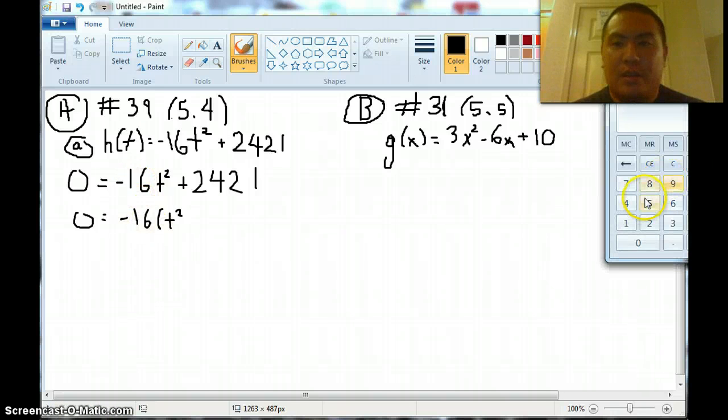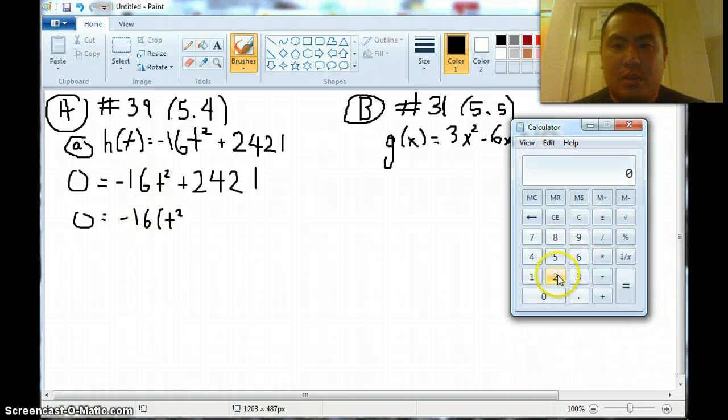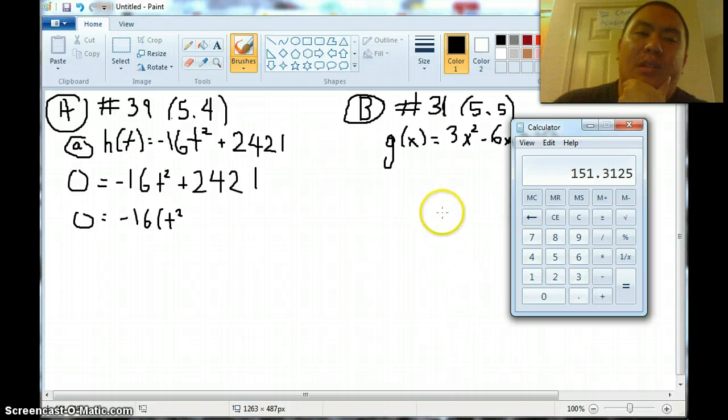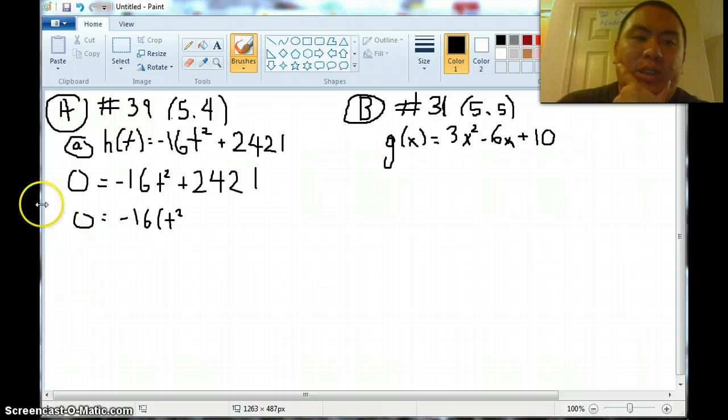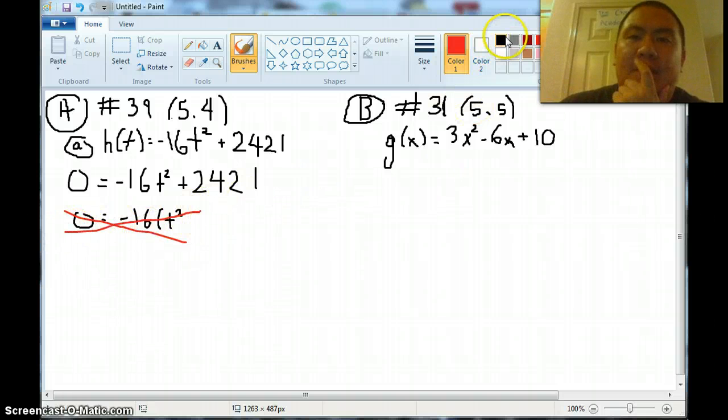Calculator. Alright, so I need to do 2,421 divided by 16. I guess it would be negative 16. Ooh, so even in this situation, completing the square isn't really nice. We can't really pull out a 16 here nicely. So this leads me to think that I should probably do something else. Completing the square wouldn't be nice.